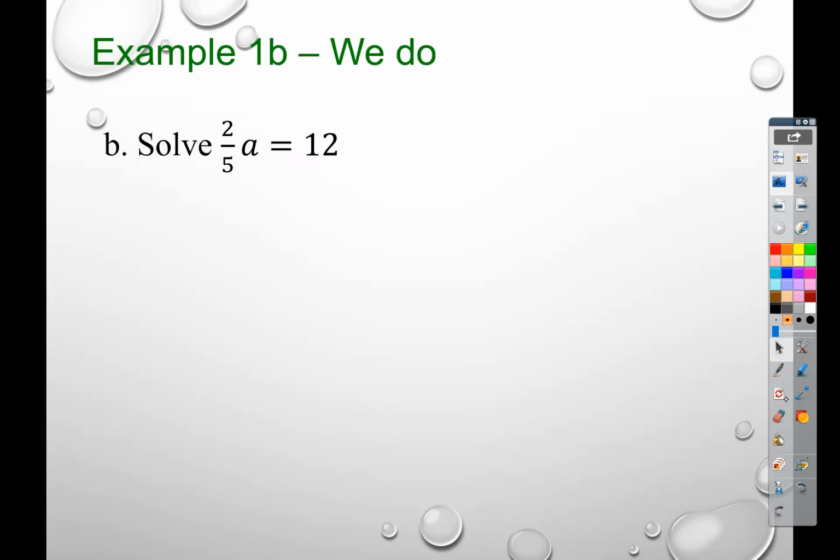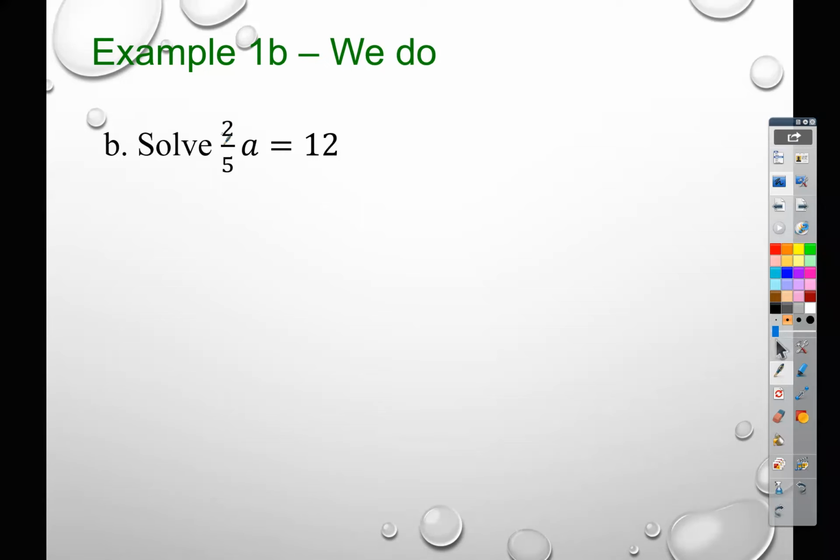Okay, the next one is 2/5 a equals 12. So I'm going to multiply both sides of the equation by the reciprocal, which would be 5/2. So that cancels out. Again, 2 can go into 12 6 times. So a equals 6 times 5, which is 30.